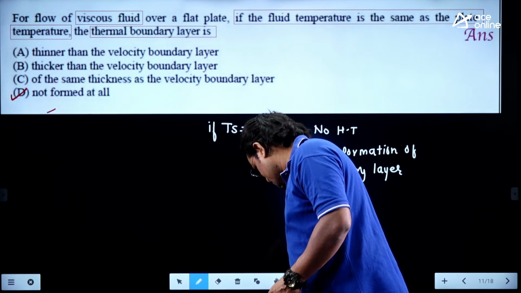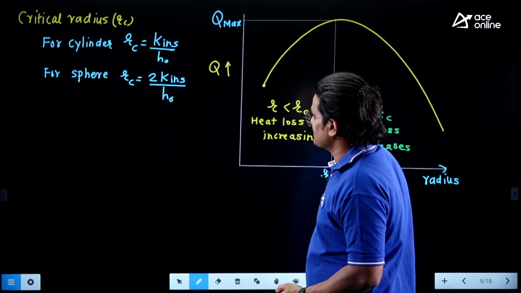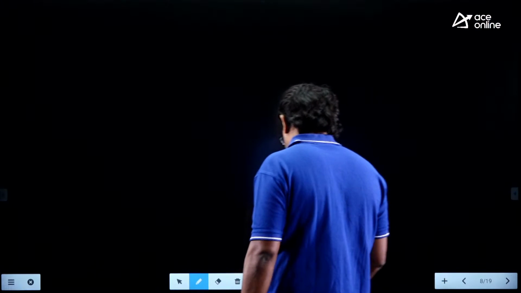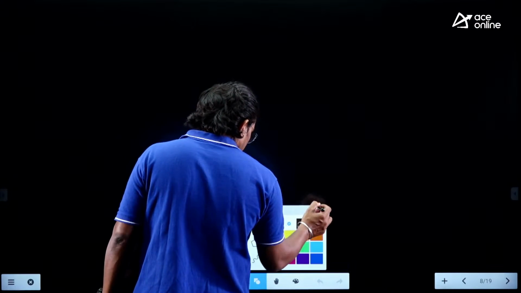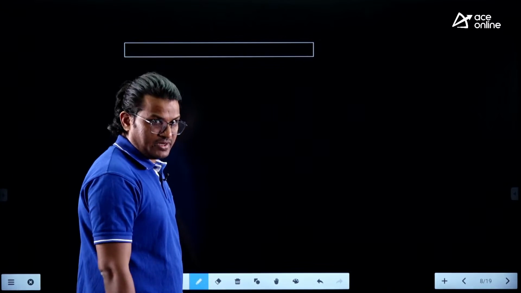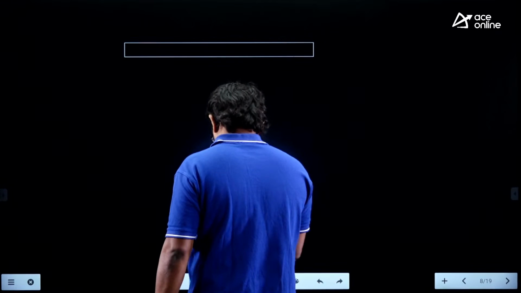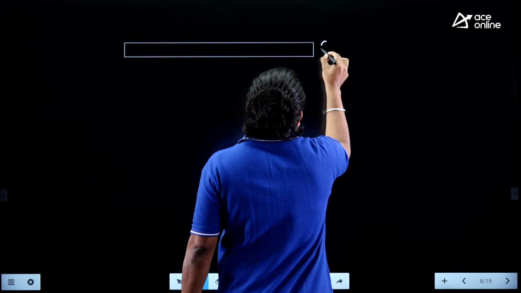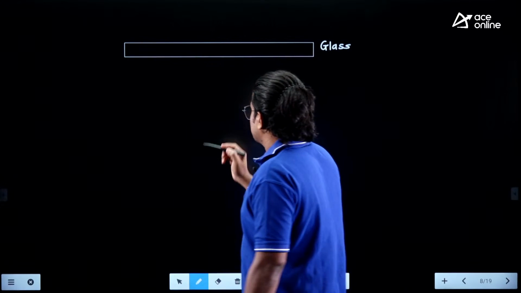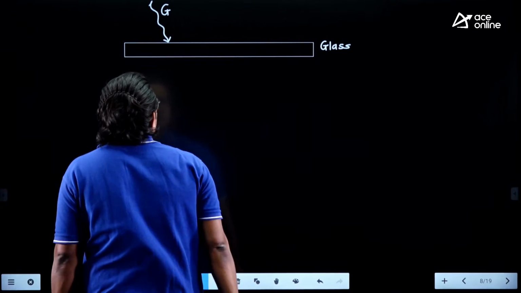Now let us say there is one more question. Before that, try to understand. This is the plate. Let us take this is glass. So what will happen? Some amount of energy will be incident here. So some amount of energy will fall, that is G.